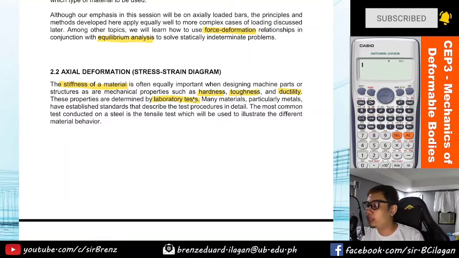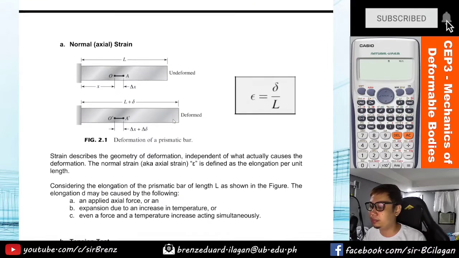Many materials, particularly metals, have established standards that describe the test procedure in detail. So maraming test yan. So the most common test conducted on a steel is the tensile test, which will be used to illustrate the different material behavior. So yung pinaka-common test nga na ginagawa for steel is the tensile test. Okay, so under tensile test, ito yung nangyayari dyan.